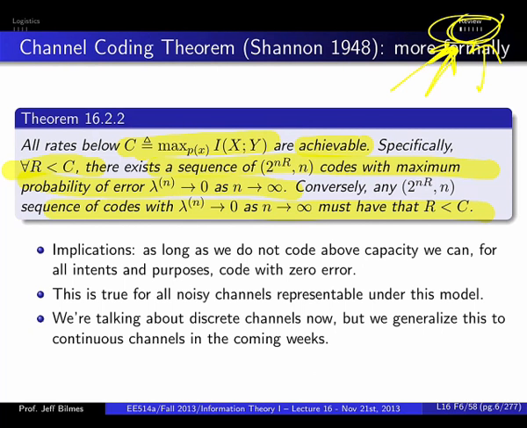Okay, so if on a final exam I say, Jim from EE514 has claimed that he's developed a code that allows you to communicate with probability of error zero for all rates below the capacity. What would you say to Jim?